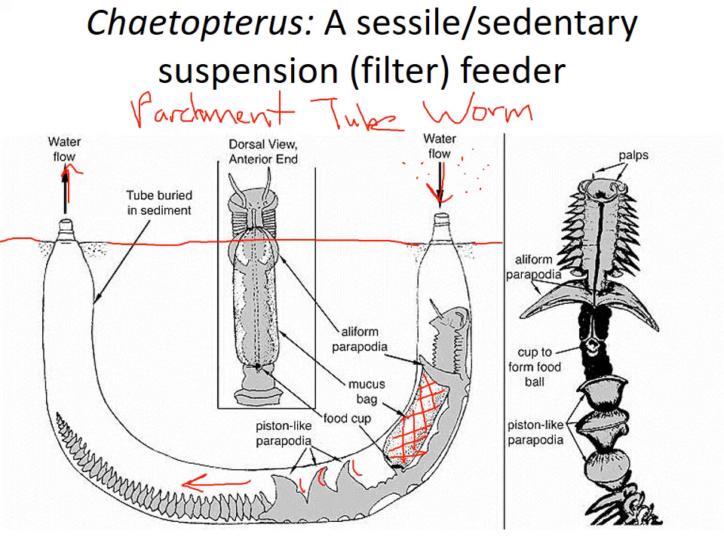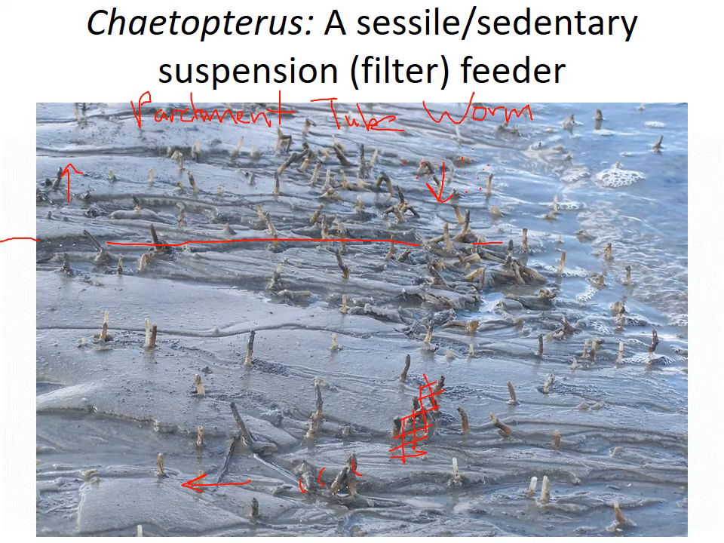Once the net is full, the worm eats the net, particles and all, and then it makes another mucus net and starts doing it again. These things can be really abundant, and you'd never quite know what was beneath the sediment just by the little soda straws that you see poking up above the surface. But these are all leading into U-shaped burrows with one of these strange worms in them.